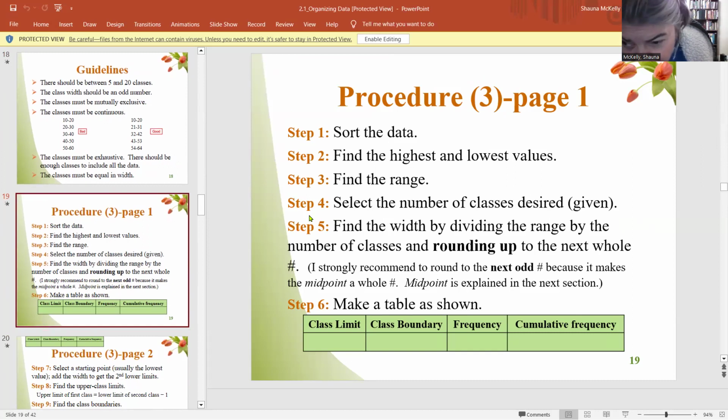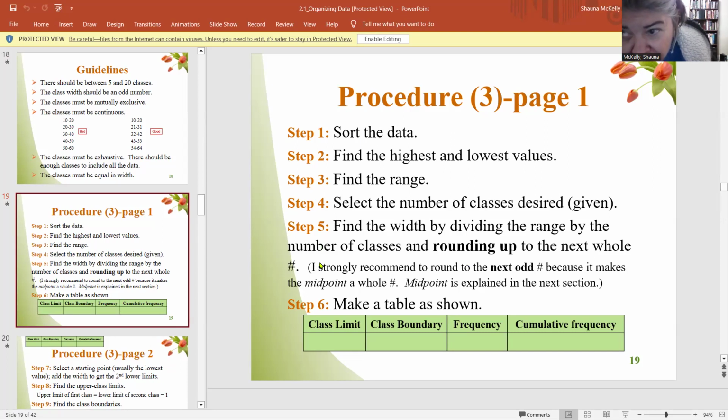If you look at close to the bottom of slide 19, look at step 5. It says, find the width. She means the class width here. Find the class width by dividing the range by the number of classes and rounding up to the next whole number. Why? I strongly recommend that you round up to the next odd number because it makes the midpoint a whole number. Okay. Is that absolutely necessary? No, it's not.